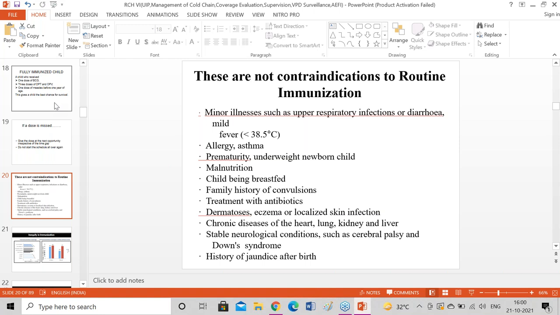Similarly, allergy, asthma, prematurity, underweight newborn child, a malnourished child, a child who has been breastfed, a child with family history of convulsions, or a child who's been on treatment with antibiotics, or a child with eczema, dermatosis, any localized skin infection, even chronic diseases, and stable neurological conditions such as cerebral palsy, Down syndrome, or history of jaundice after birth. Even in these cases, these are not contraindications to routine immunization.